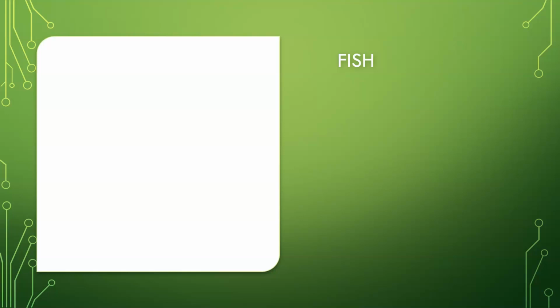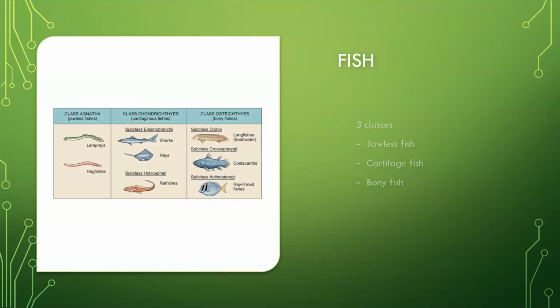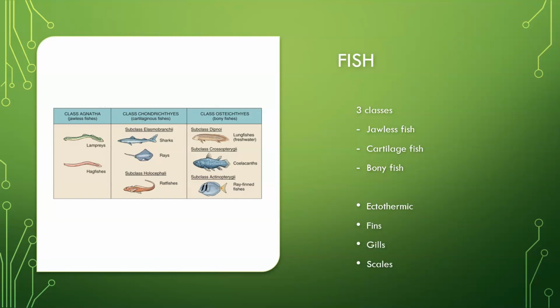And our fish. There are 3 classes: the jawless fish, the cartilaginous fish, and the bony fish. They're also ectothermic, so they're cold-blooded, and they live in water. They've got fins and gills and scales.